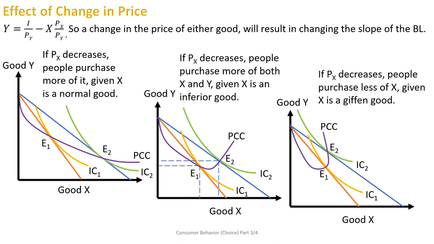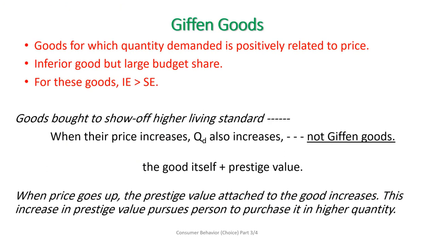We shall now talk more about Giffen good, then we shall proceed to the remaining lecture. Giffen goods are those goods for which the quantity demanded is positively related to the price. These commodities are in fact inferior goods, but they have a large share in the budget. And for these goods, income effect is greater than substitution effect. For the last point, we shall come to it later.